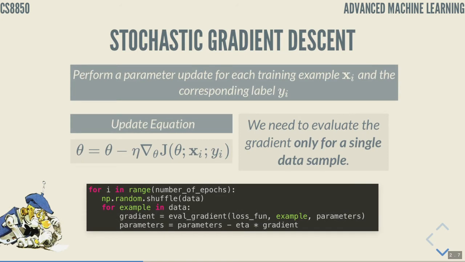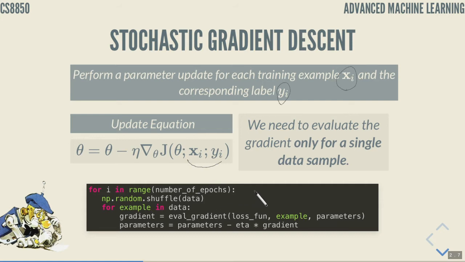What about stochastic gradient descent? Great. We need to perform a parameter update for each training example x sub i and the corresponding label y sub i. Instead of the complete data set, we only use one sample at a time. The update equation is exactly the same, but just now depends only on one sample instead of the whole data set.